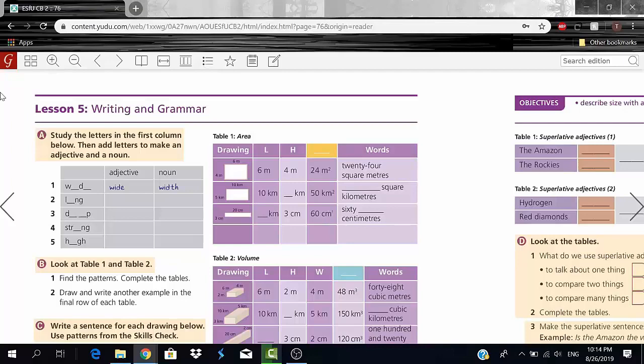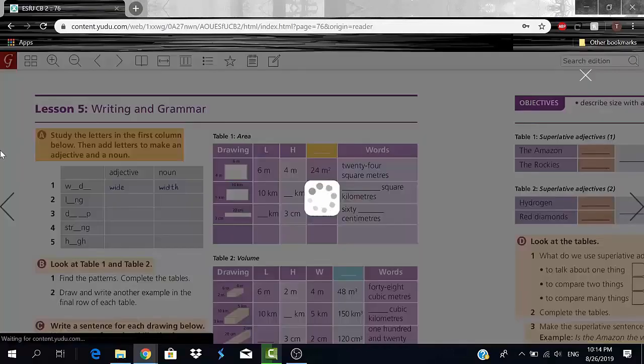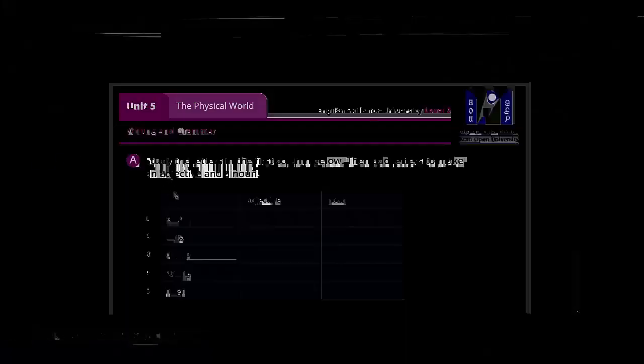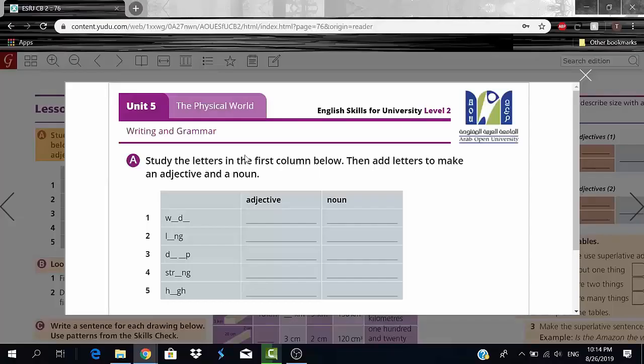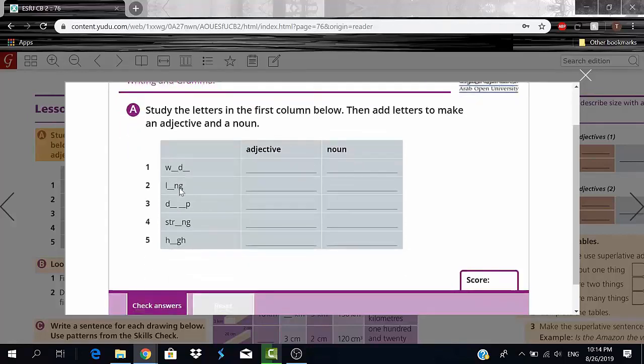Alright, you guys, now let's move on to Lesson 5, Writing and Grammar. Here we have Exercise A. Study the letters in the front column below, then add letters to make an adjective and a noun. Okay, so here we have these incomplete words, and we want to find the full word, so it's going to be an adjective, and then we want to find its noun, right?